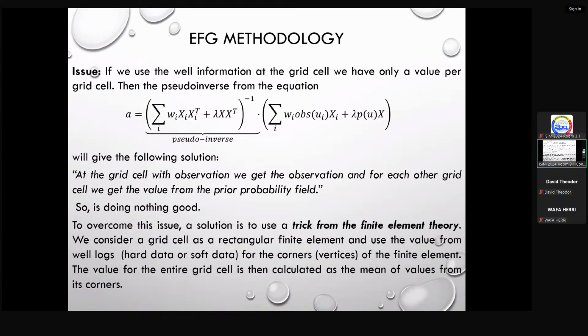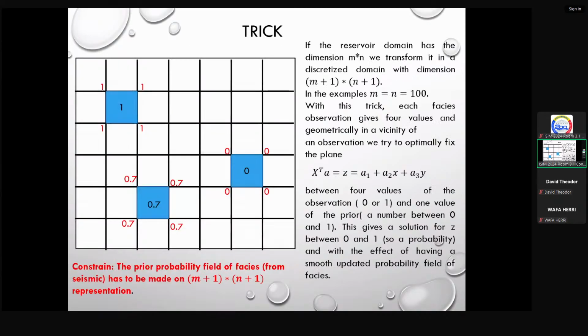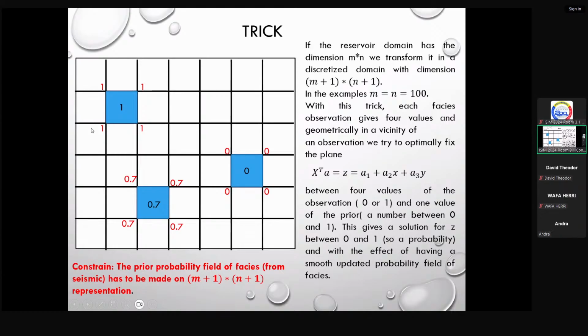The problem is that we have few locations where we have observations, so we must generate a mesh using a trick from the finite element theory. So we have only the value, and we choose in the corner the medium or the same value, depending on what value we have.